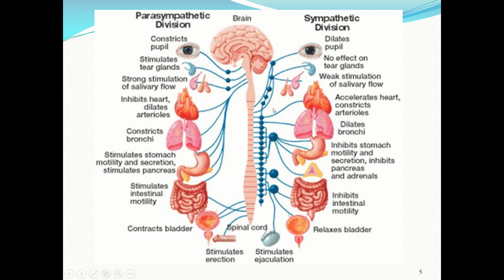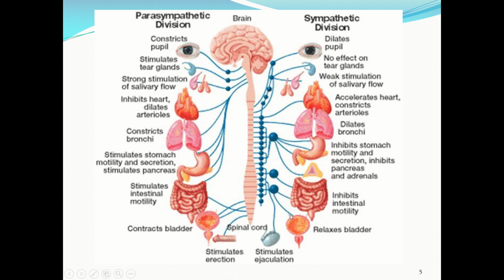And then with the sympathetic division and the organs, you see that the sympathetic will accelerate the heart and constrict the arterioles, so it'll increase heart rate and blood pressure. It will dilate the bronchi, so more heavy breathing. It will inhibit stomach motility and secretion. It will inhibit the pancreas. It will inhibit intestinal mobility, because digestion and absorption is not the primary concern right now. It's response to the stress.